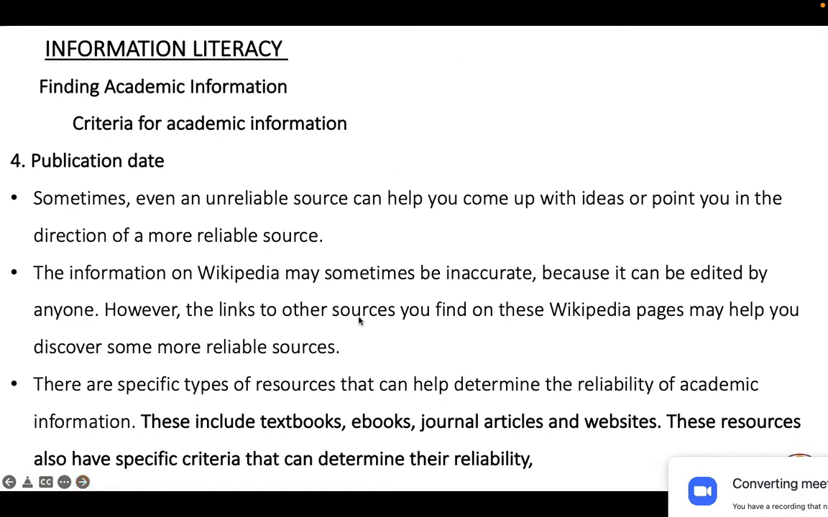So sometimes even an unreliable source can help us come up with ideas for our writing or even point us to more credible sources. So who reads Wikipedia? Let's be honest, I do. Does anybody else?